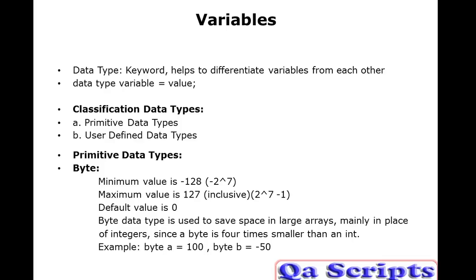How to define a byte variable? Here is the example. We have to use the keyword called byte, all small, then the variable name, that is a, which I have given here, then the value for it. So byte a equals 100. Likewise you can create one more variable like byte b equals minus 50. This is the way we can define a byte data type variable.